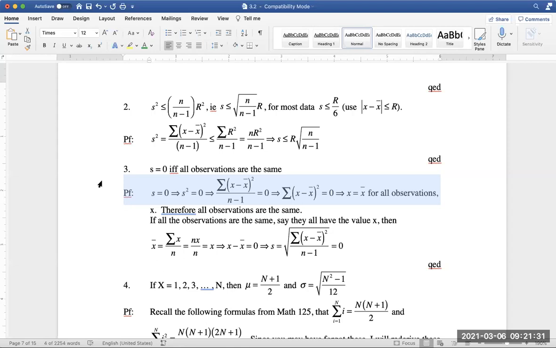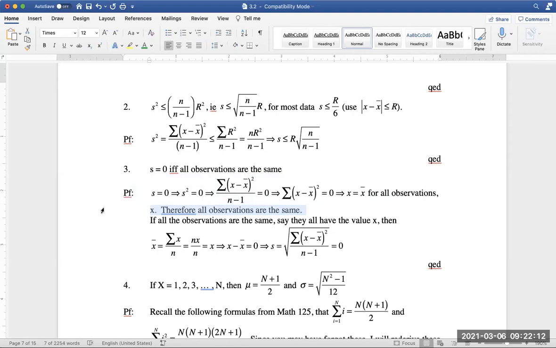So I must have that x minus x bar is equal to 0 for all x. Therefore, I must have that x is equal to x bar for all observations. But since they're always equal to x bar, that's one number. So x is always equal to the same value, x bar, for all observations. Therefore, all observations are the same. And that's what I wanted to show.